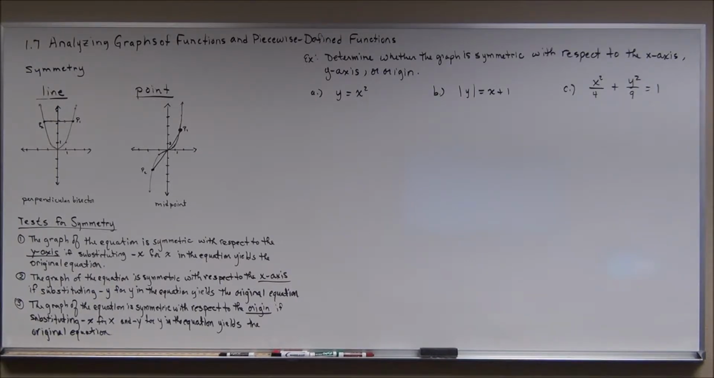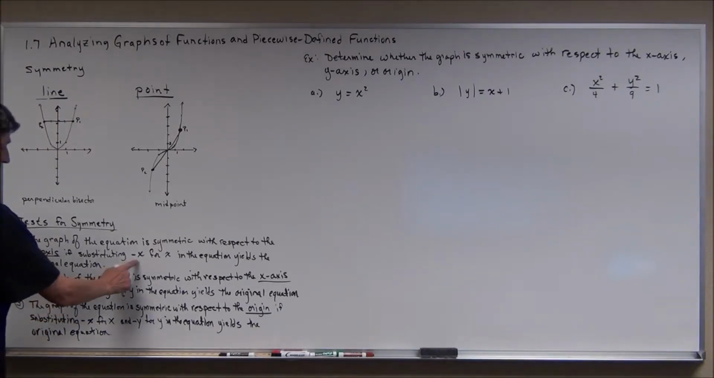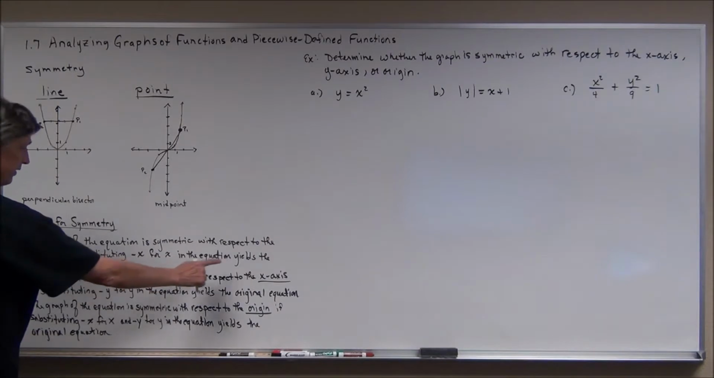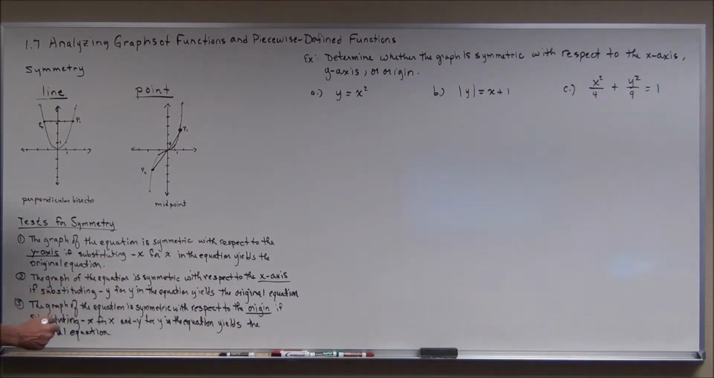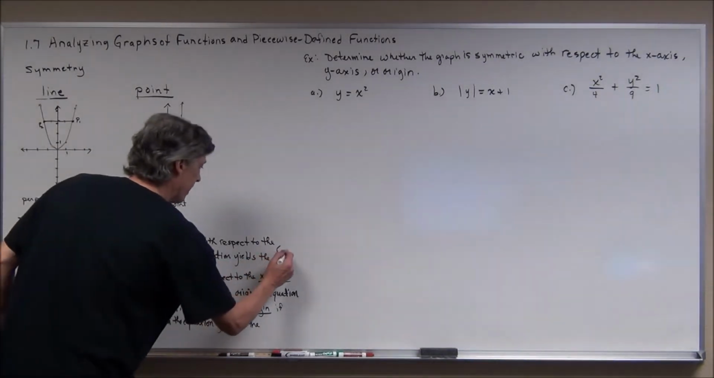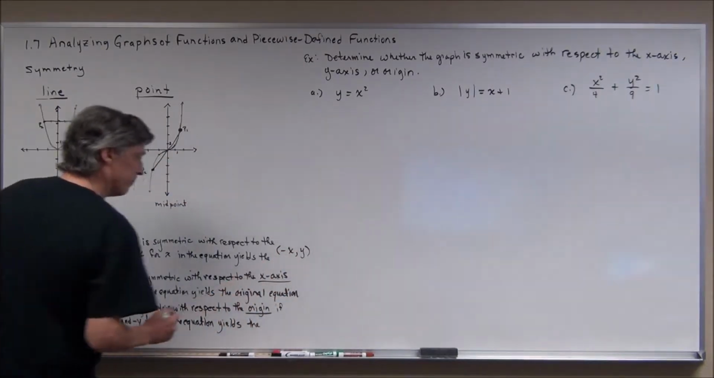Now we can test for symmetry without having to look at a graph if we do the following things. We can look at symmetry first with respect to the y-axis. The graph of an equation is symmetric with respect to the y-axis if substituting in the opposite of x for x in the equation gets you back to the original equation, which is saying that I'm plugging in the opposite of x, but I'm going to get the same y.